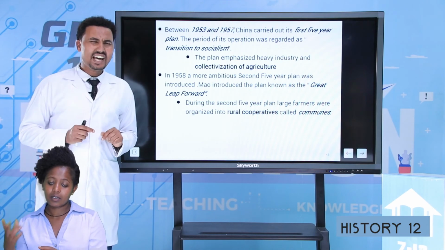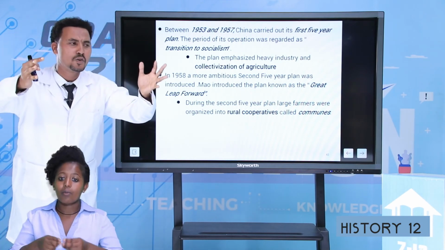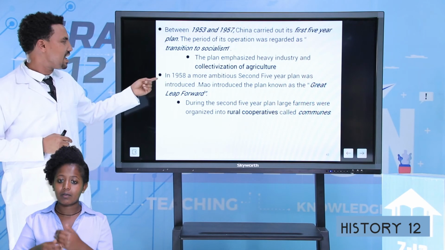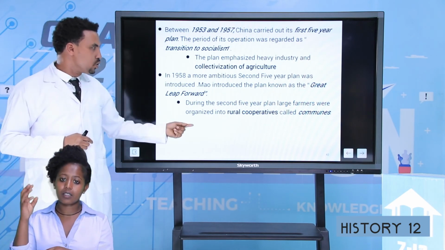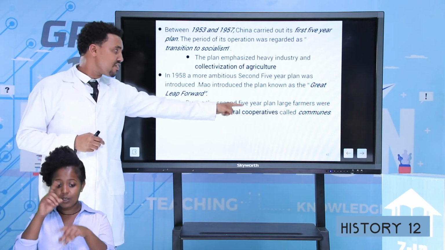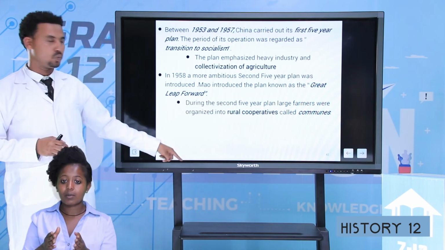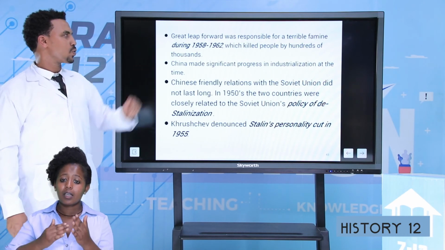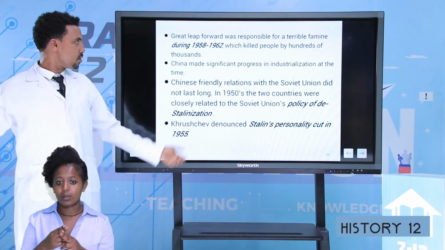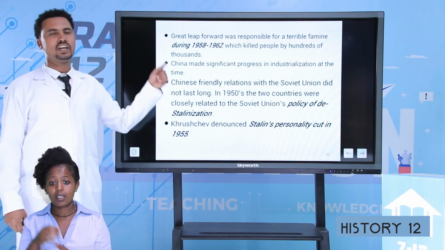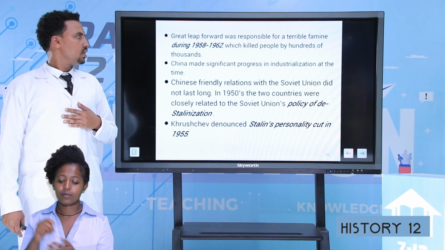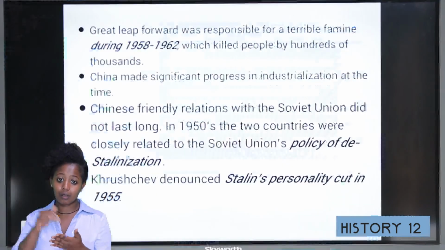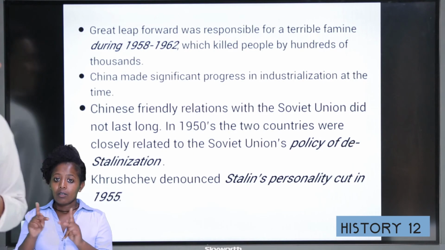In 1958, another more ambitious plan of Mao, the Great Leap Forward, was declared. Mao introduced this plan during the second five-year plan. Large numbers of farmers were organized into rural cooperatives and communes. But the Great Leap Forward was responsible for the famine in China from 1958 up to 1962, which killed hundreds of thousands of people. China at the time made significant progress in industrialization.